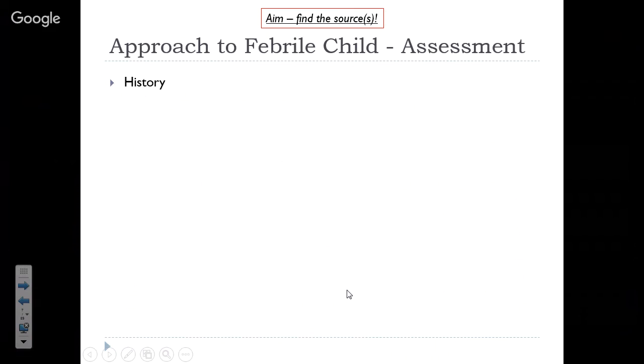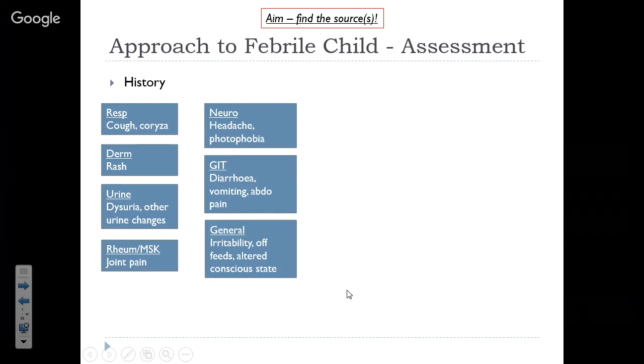In terms of the assessment, your overall goal is to find the source or sources of infection. In order to do that, when you take a history, you'll do a whole systems review of many different systems. So you think about RESP infections, GIT infections, urinary changes, rheum and MSK infections as well. And don't forget about the general symptoms: irritability, being off their feeds, and drowsiness or altered conscious state. Other general things to think about are sick contacts, travel history, and immunizations. They're also very important parts of the history for fever.